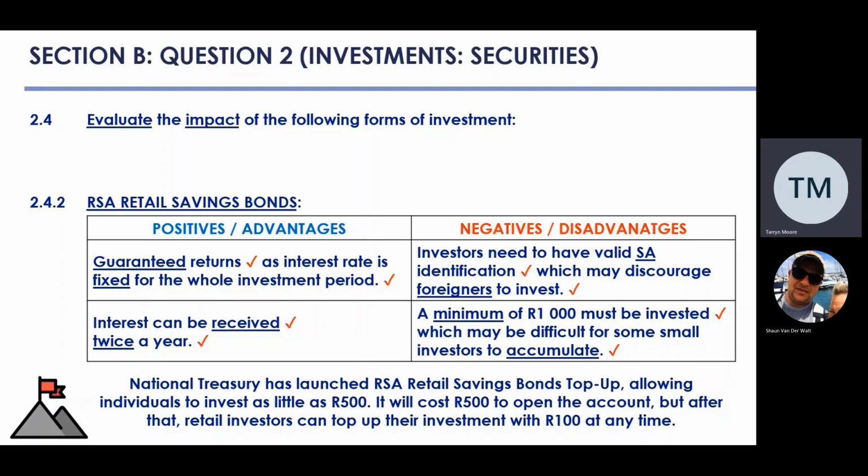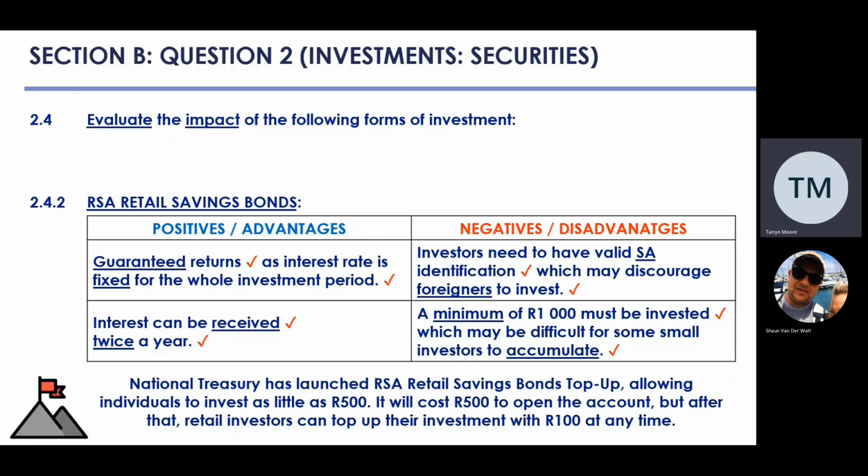And when you see the word impact, you're looking at the negatives and all the positives. And please, grade 12s, if you forget a negative, then learn another positive. But you can give positives and negatives. And please go for the ones that are the easiest for you to remember. Guaranteed returns means I get something back at a fixed rate. And I get it twice a year. I don't just get it once a year.